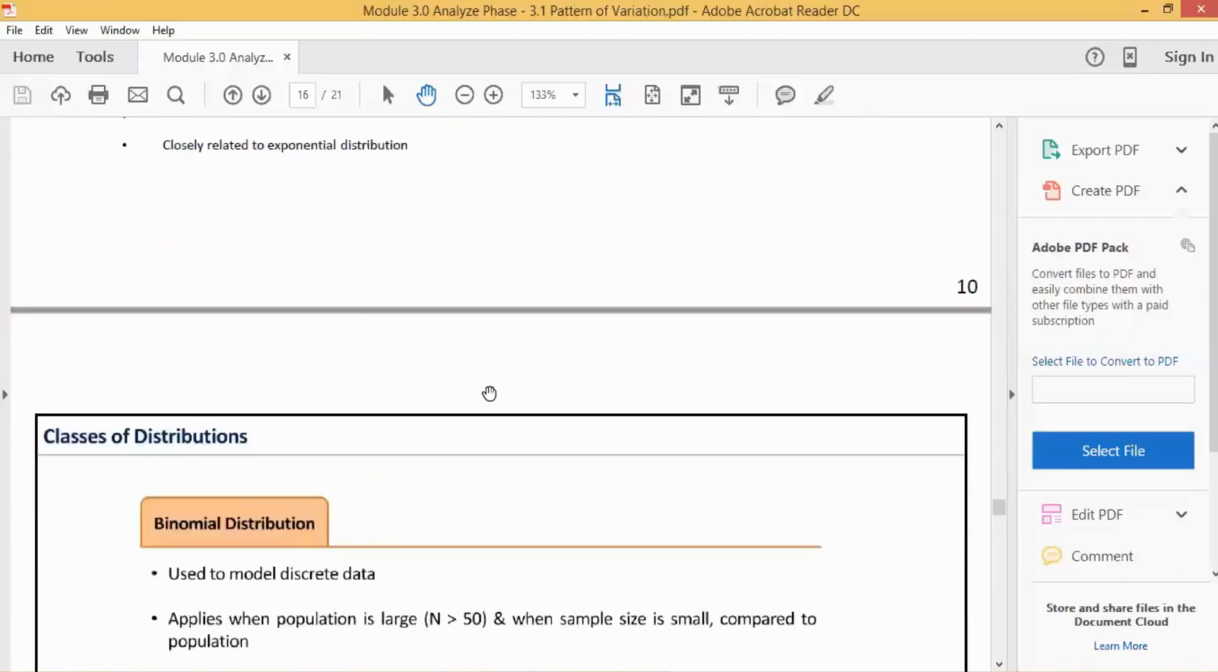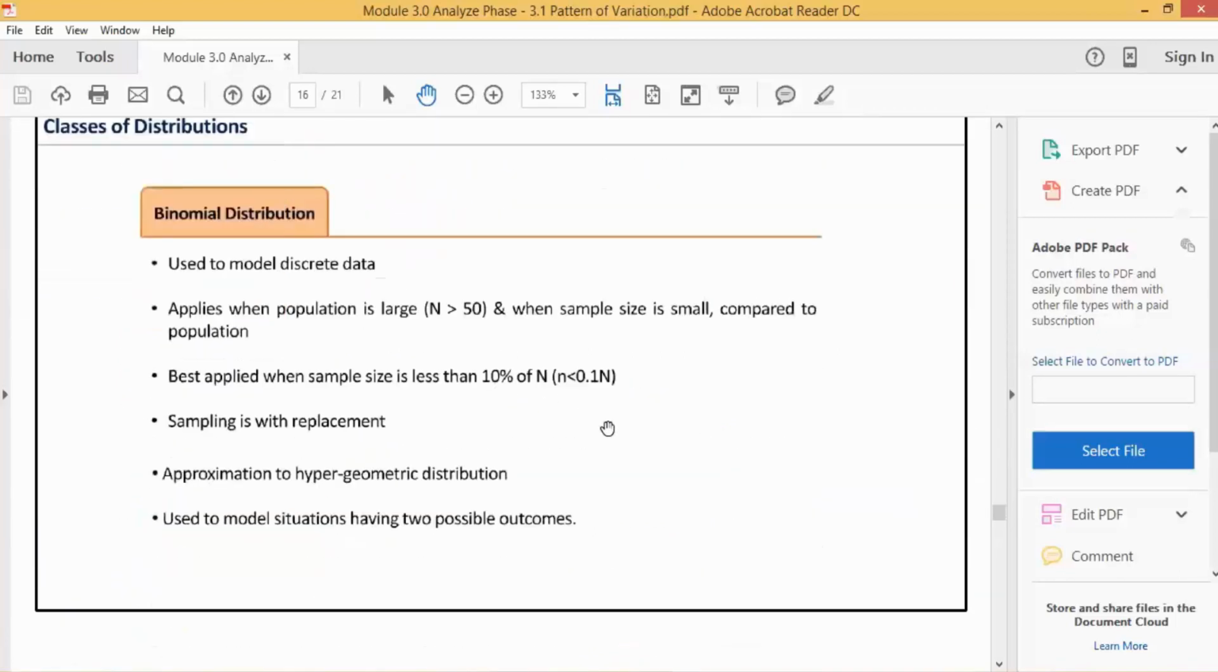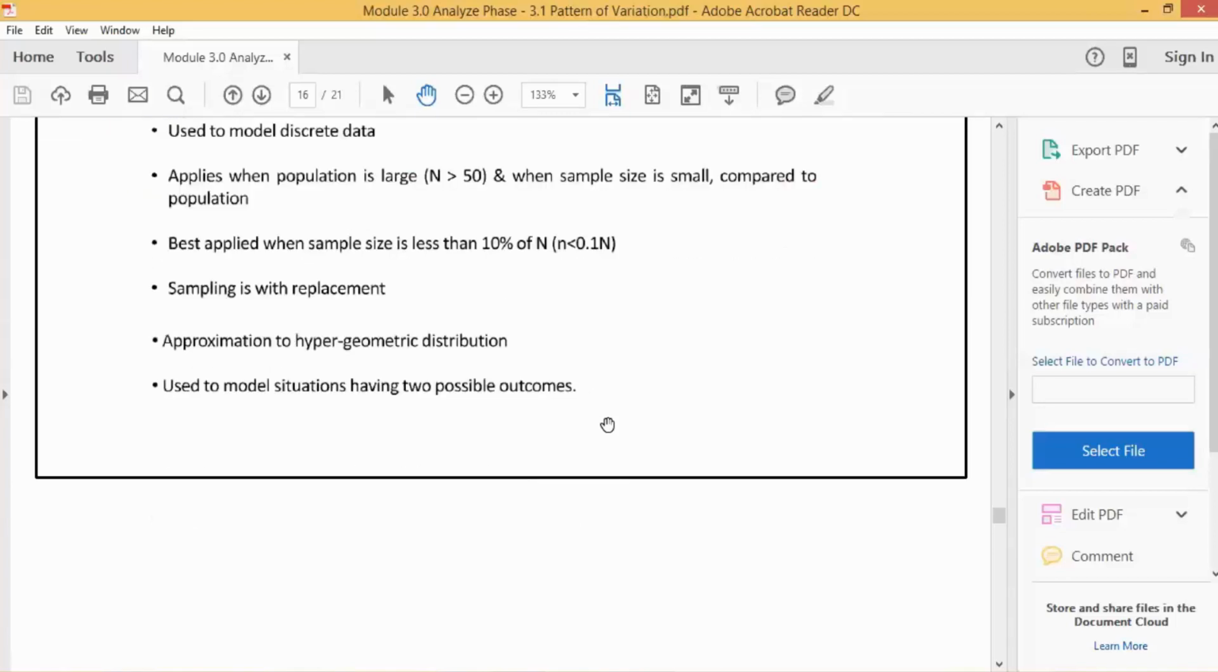And what is binomial? Binomial is used to model discrete data, and applies when the population is large. If you are taking samples from a large population, you are applying binomial distribution when the number of observations is greater than 50. It is best applied when the sample size is less than 10% of n. Don't look at approximate to hypergeometric distribution. Hypergeometric distribution is not used nowadays.